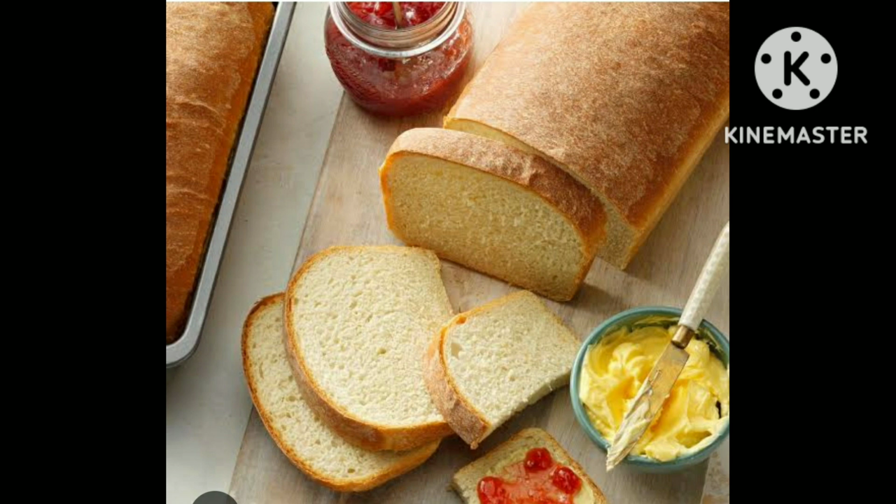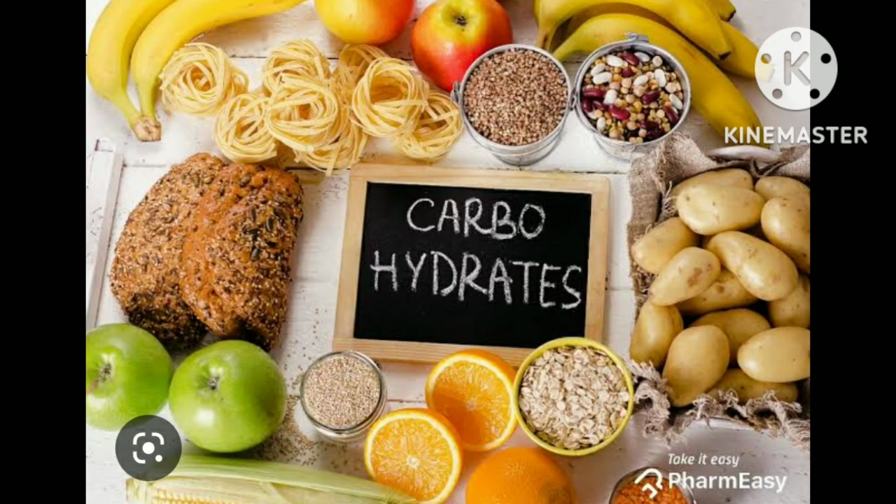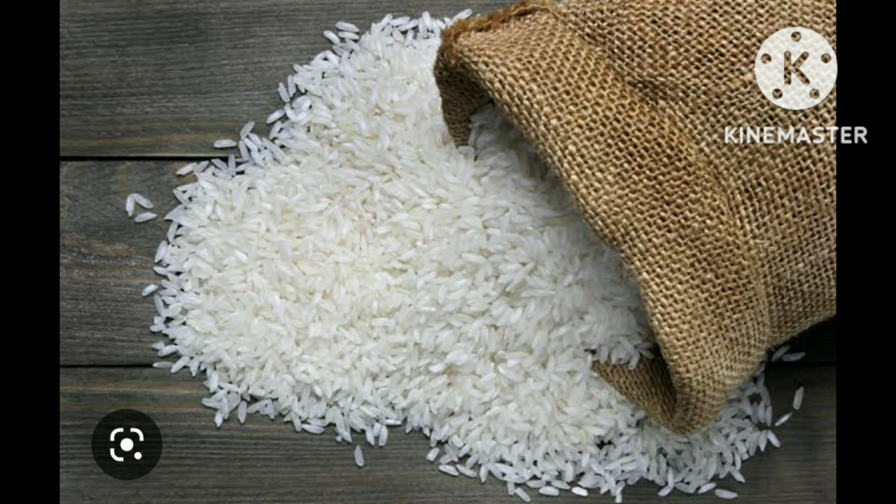Getting my point? Now we are seeing digestion, absorption and metabolism. Digestion we have completed. Now it's about absorption. Carbohydrates are absorbed into the bloodstream as glucose, galactose and fructose. The rice we eat, that is nothing but your carbohydrates. Getting my point? It is absorbed directly into the bloodstream.